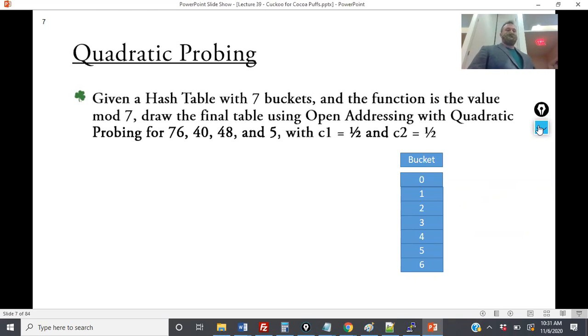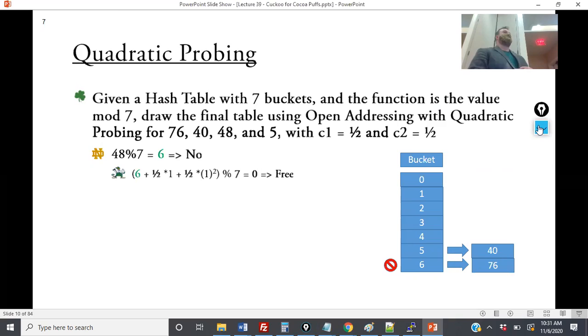So the first thing we're going to do is say 76 mod 7, that's the first iteration, and that's going to give us 6. So that's free, so we just put it in there. Then 40 mod 7 is going to be 5, and that goes in there as well. Then we're going to have 48 mod 7. 48 mod 7 is going to be 6, and it's not free. So we're going to go to our next iteration.